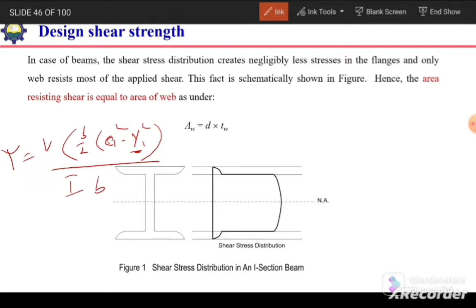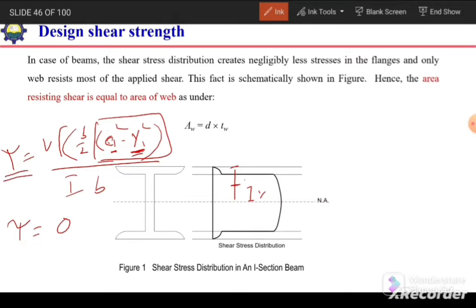If we want to find the value of the stress at the extreme fiber, then y1 will be equal to c and this factor will become equal to 0. So at that point tau will be equal to 0. As we keep decreasing the y value, meaning we are moving toward the neutral axis, this factor will continue to increase. When this factor is increasing, it means the stress value is increasing.